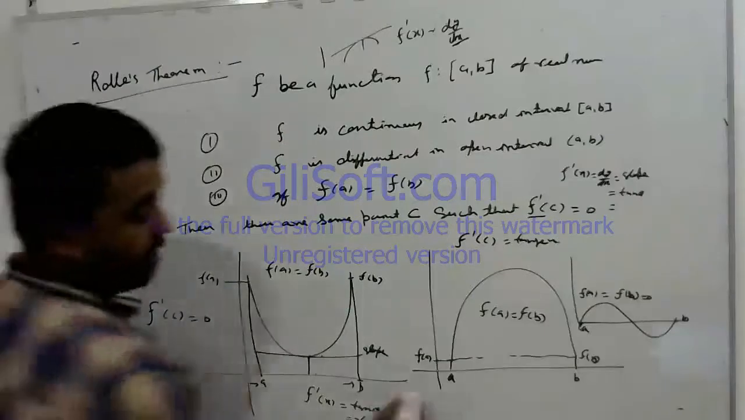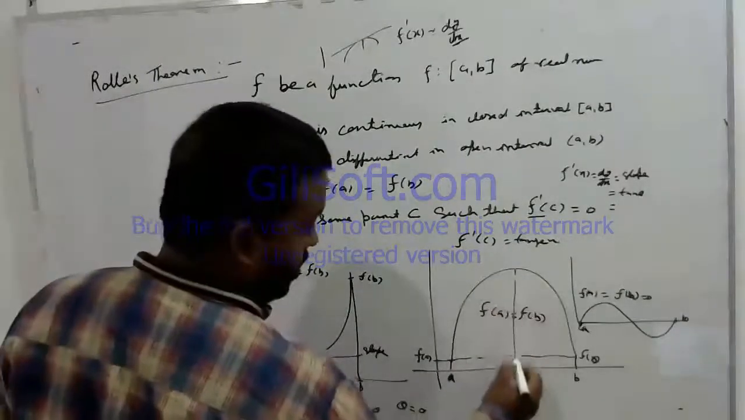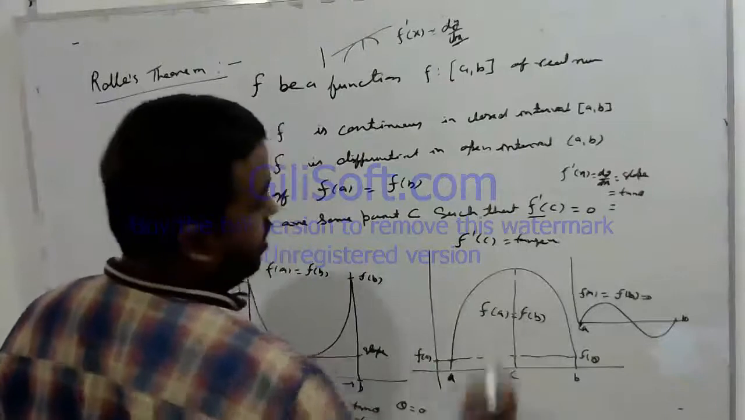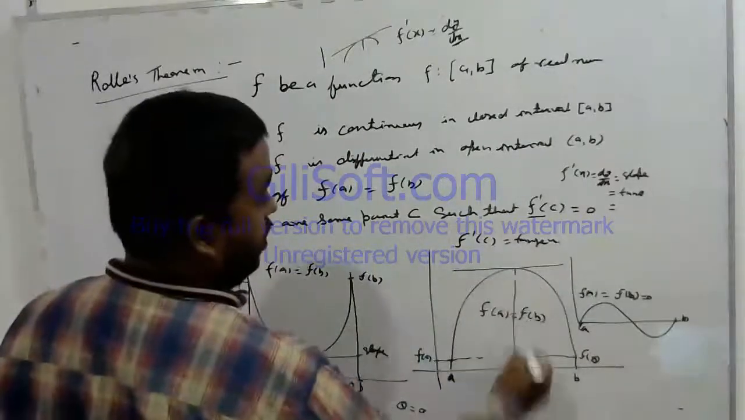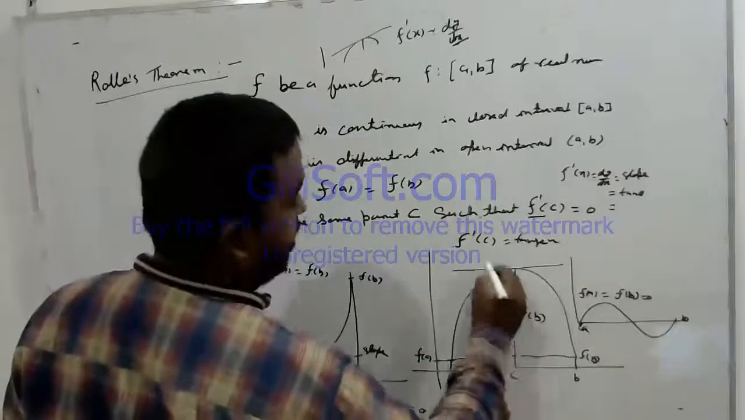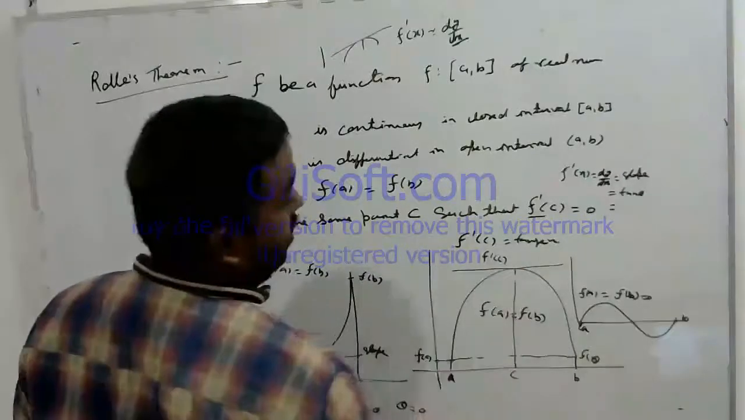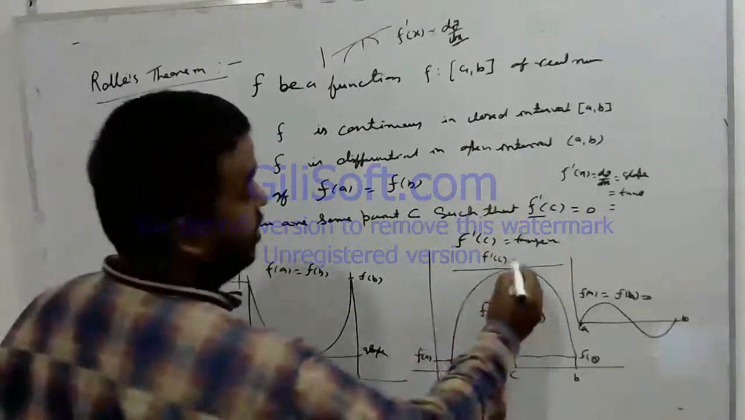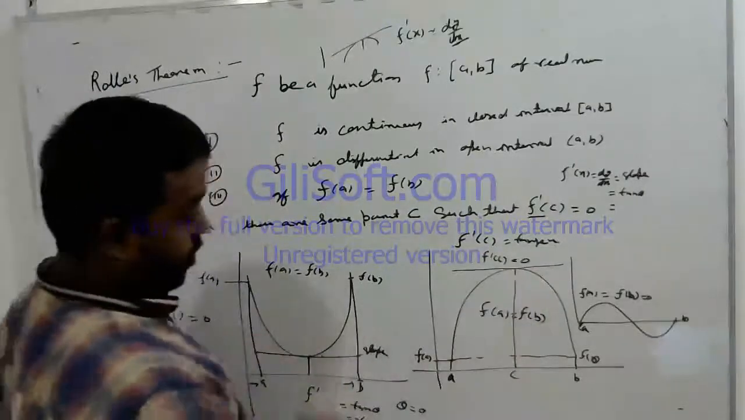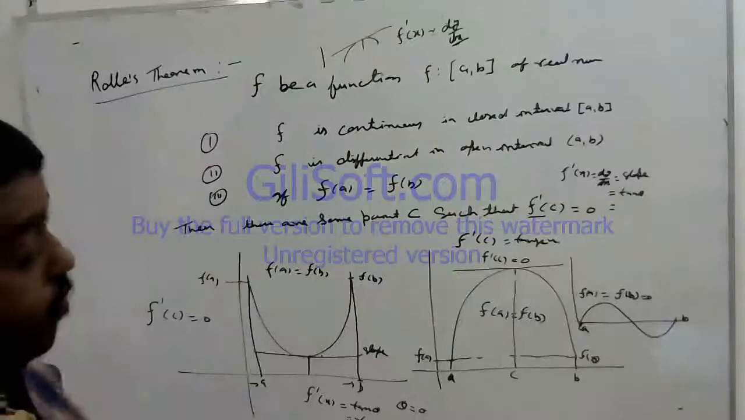Similarly, in this case also, there is a point c where we draw a tangent, and this tangent is parallel to the x-axis. So you can write f dash x, and where x is equal to c, f dash c is equal to 0. Look here, there are two, more than two.